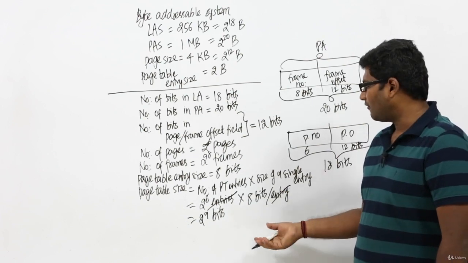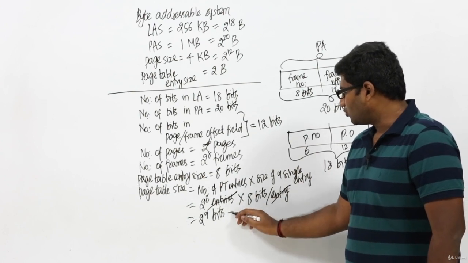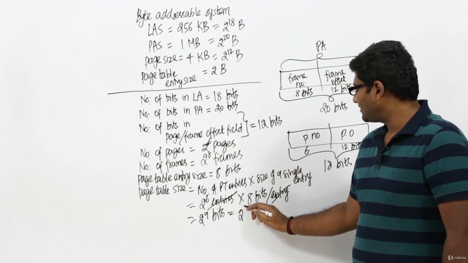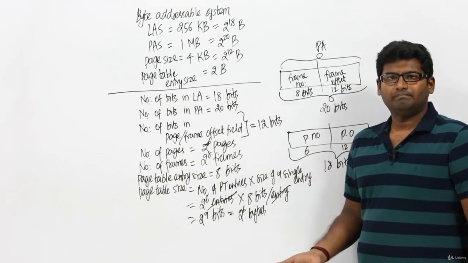In case I want, I can convert this into bytes. How? I can divide by 8. So 2 power 9 divided by 2 power 3 is nothing but 2 power 6. So 2 power 6 bytes is the total size of the page table.